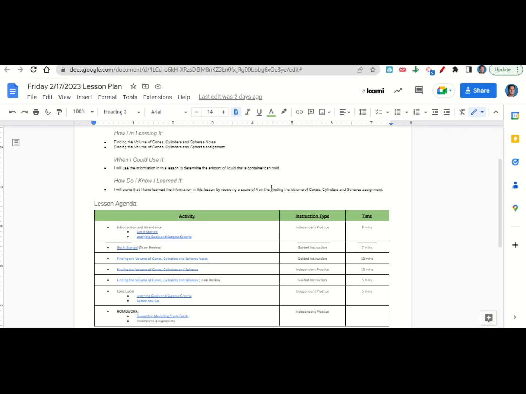At the end of class, we'll go back over our learning goals and success criteria while you fill out your Before You Go. Your only homework for tonight is to continue working on the Geometric Modeling Study Guide and any incomplete assignments that you may have.